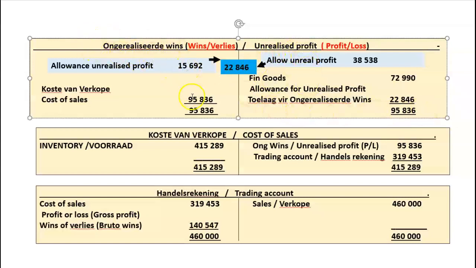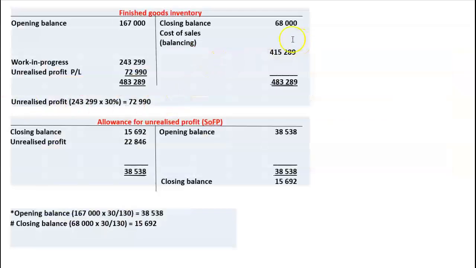And if I'm going to balance this off, the balancing figure is the figure that I'm going to get on the debit side. And that balancing figure of 95,836, I'm going to post to my cost of sales account. And that was the unrealized profit included in my cost of sales for the period. Remember, what did I post to my cost of sales account up till now? I've posted that one 415,289. From which account? From the finished goods account.